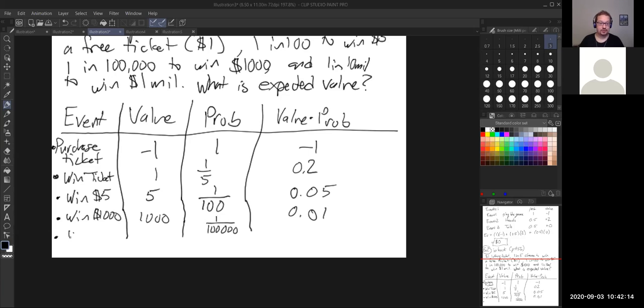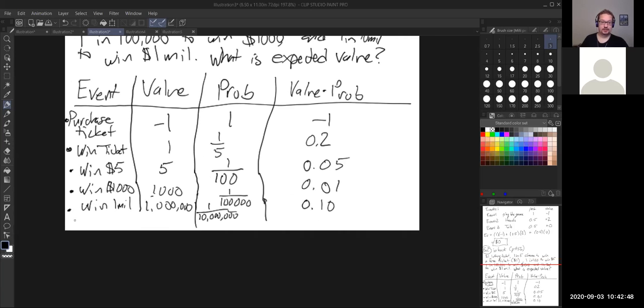And our last event is winning 1 million. So 1 million is this number, and we have a 1 in 10 million chance. So we have 1 in 10 million. Going to multiply those. And what we'll get there is 0.10. Okay, so here's our table with our events. Any questions up to this point?